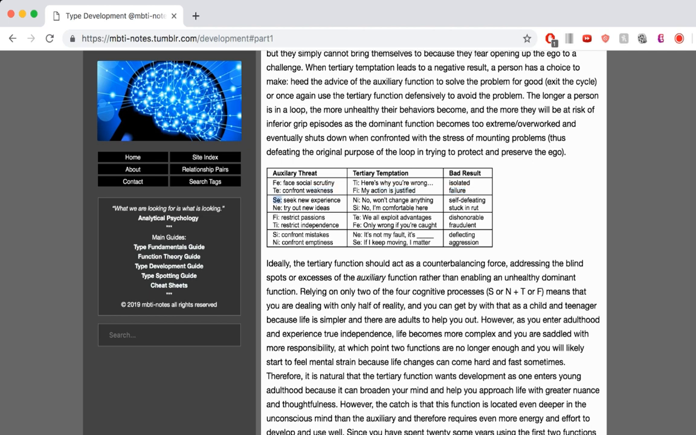If your auxiliary is SE, then you're trying to seek new experiences, but your NI says no, I won't change anything, my vision's correct. So you're self-defeating. You have NE, so you try out new ideas, but your SI says, no, I'm comfortable here. So you're just stuck.